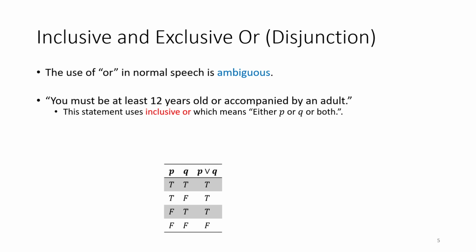So what happens if you are 12 years old and you're accompanied by an adult? Do you get kicked out? Hopefully not, right? And this is our standard use of "or." This is inclusive or.